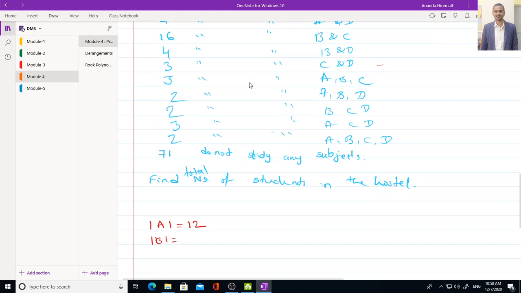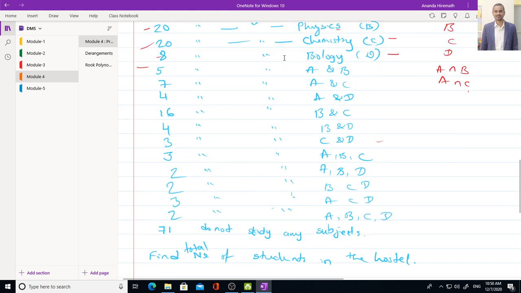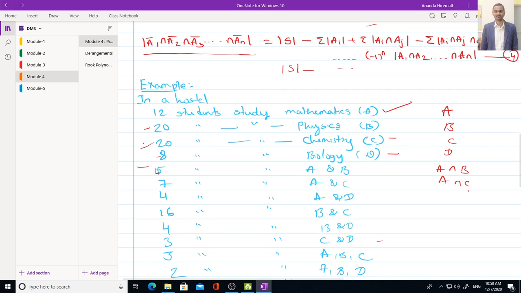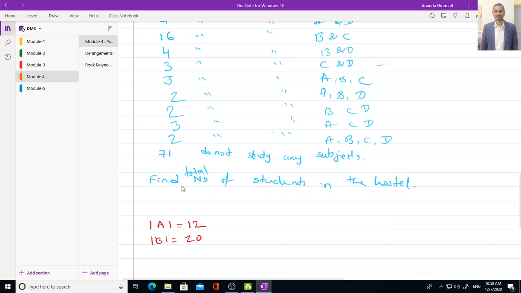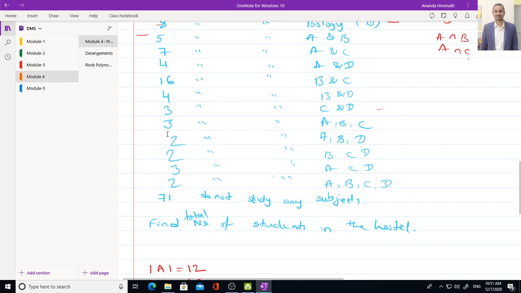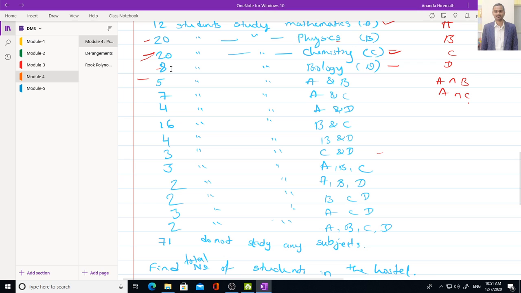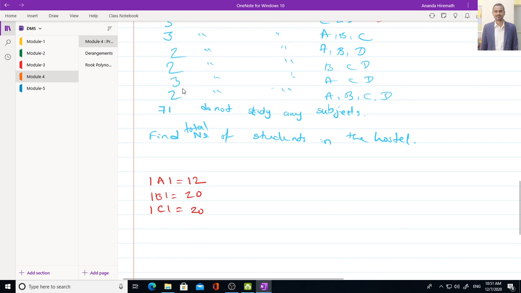20 study only B. So let us go for next. Next is again 20 who read this is subject C, or chemistry. Cardinality of C is equal to 20. Now similarly, what is cardinality of D? It is 8. 8 students only study biology. So here I can write cardinality of D as 8.